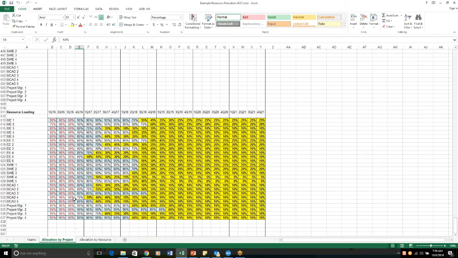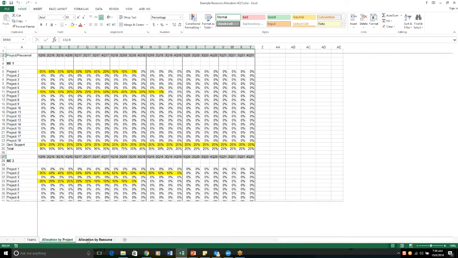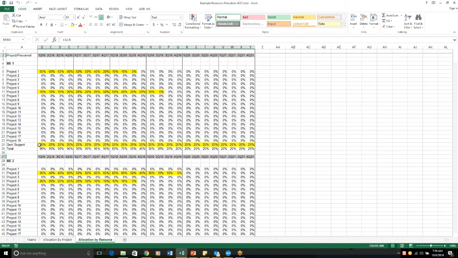So that's allocation by project, and then allows you to consolidate that by person and look at the overall loading. And then the other thing you can do with the data is have a separate one for allocation by resource. So now here you've got individuals, and then here are the projects. Same timeline up here, and now you can look at per resource where they're spending their time. And you'll notice here that this person is working on 2 projects.